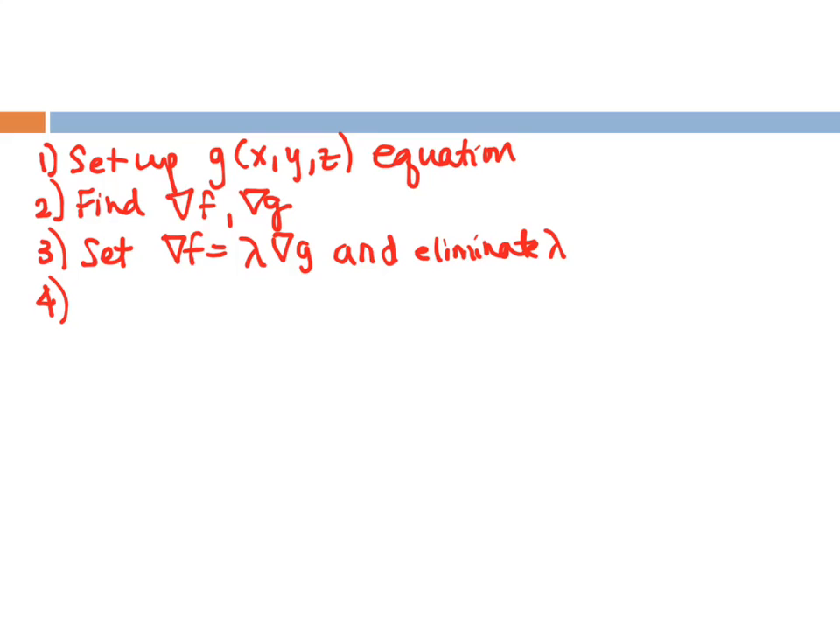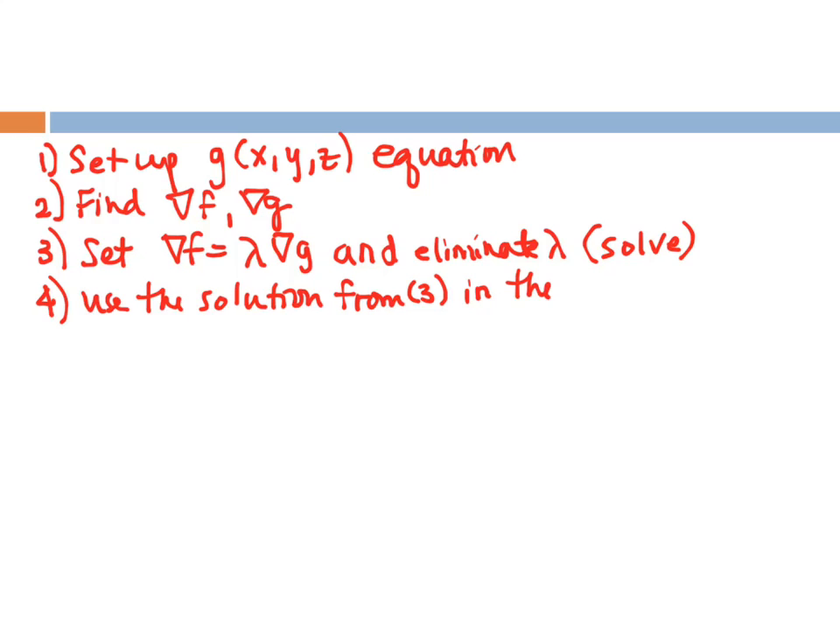And in eliminating lambda, we solve it. So maybe I'll just write that over here too, just for kicks. All right. Number 4 is that you use the solution from step 3 in the constraint, because everything is happening along the constraint, along the curve, along the road, if you will, to solve.